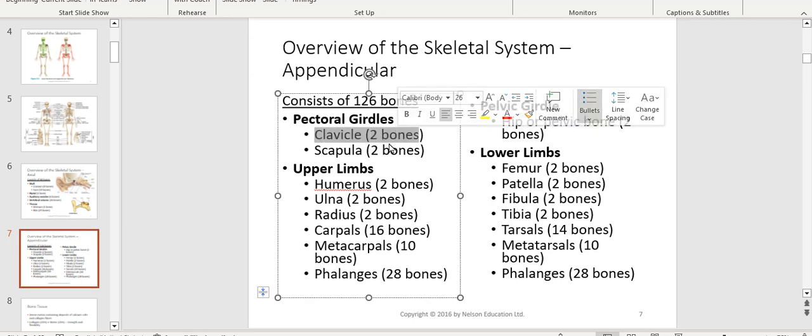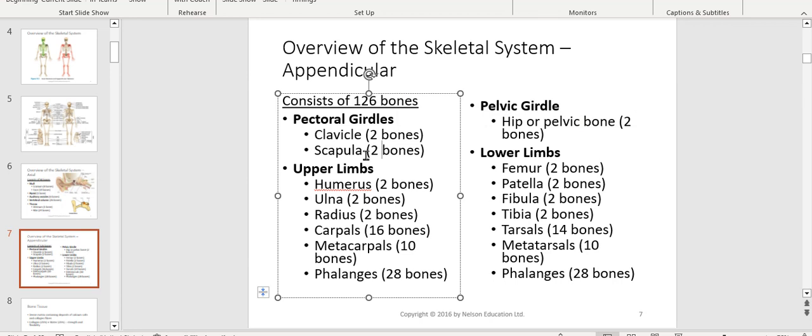Very painful bone if it breaks there. Very painful for quite a while, actually. Scapula there, that's on the back of the shoulders, 2 of those. There's your humerus, upper arm. Ulna, radius there, the forearm. Carpals. Now we're into the wrist, metacarpals there, the lower wrist, and then phalanges there, the fingers, okay?